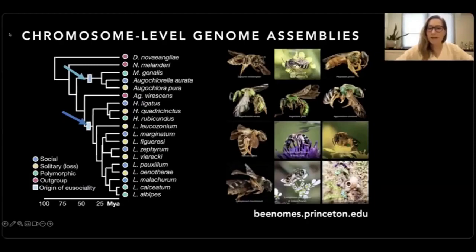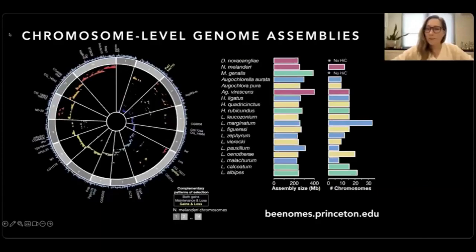We used a combination of 10x linked reads and Hi-C sequencing so that we could create these chromosome-level genome assemblies for the species. And just to give you an idea of what some of these data look like, we ended up with chromosome assemblies for each of the species that you see here. And on the right of your slide, you can see these bar plots that show you the assembly size and the estimated number of chromosomes from our data set.